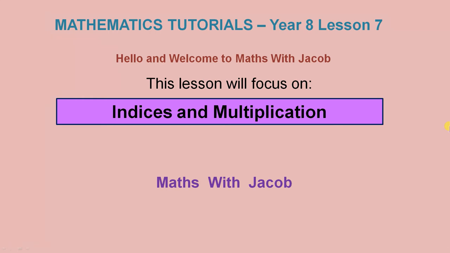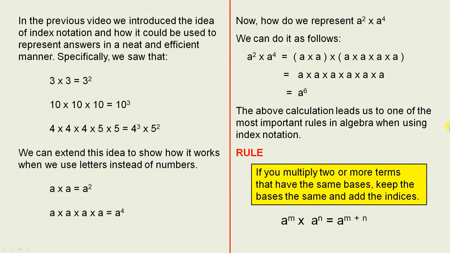This lesson will focus on indices and multiplication. In the previous video, we introduced the idea of index notation and how it could be used to represent the answers in a neat and efficient manner. Specifically, we saw that 3 times 3 is 3 squared, 10 times 10 times 10 equals 10 cubed, and this string of numbers here can be represented as 4 cubed times 5 squared. Very efficient way of representing it.